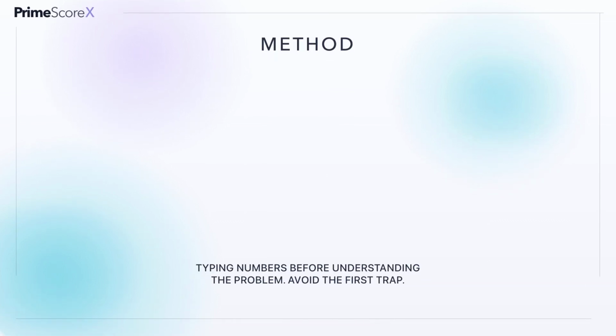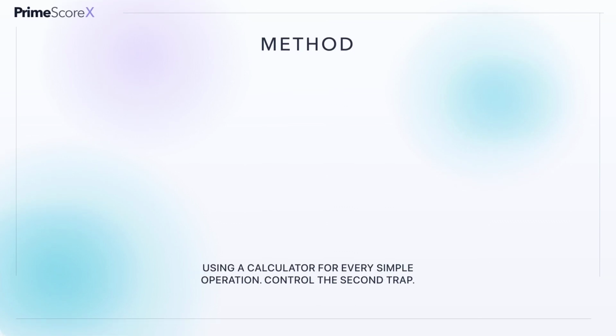The first trap is typing numbers before understanding the problem. This usually happens when a student moves too quickly, trusts a familiar-looking answer, or skips the instruction line. The fix is to pause long enough to identify the exact task before committing to the response.